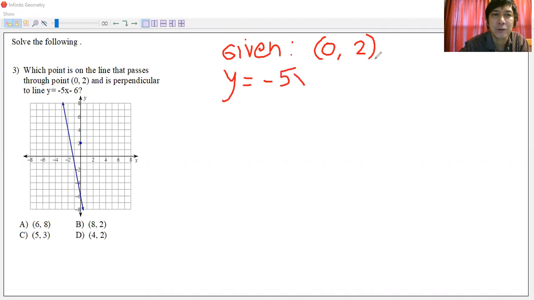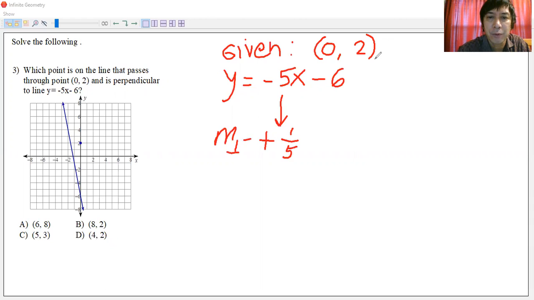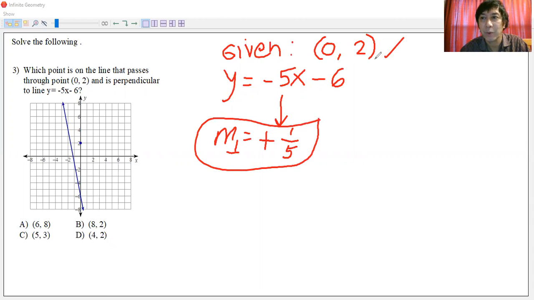And then we have the given line negative 5x minus 6. Now, the slope of the line perpendicular to this given line is the negative reciprocal. So if you negate that negative, it becomes a positive. And then the reciprocal of 5 is 1/5. There. So the required slope for the perpendicular line to the blue line is the positive 1/5. Now, if you're going to use the slope formula together with the given point and this perpendicular slope, we will be able to verify.